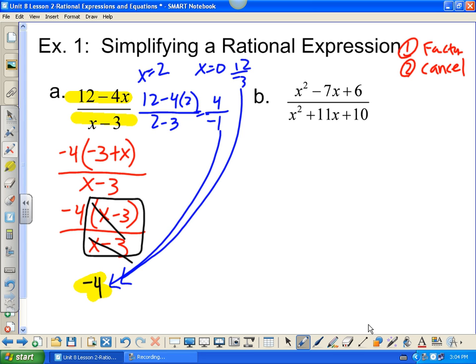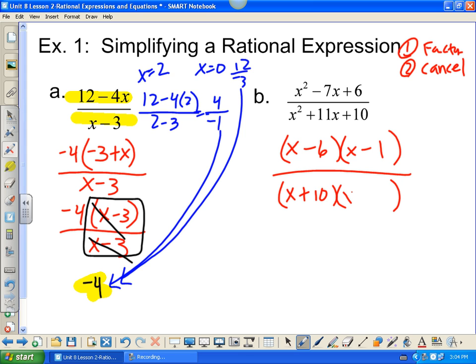Let's look at B. First rule of factoring is a GCF. There is none in the numerator. I have 3 terms, so I'm going to reverse FOIL it. In the denominator, there's no GCF. There are 3 terms, so I'm going to reverse FOIL it. And what you notice here is that we don't have any common factors.